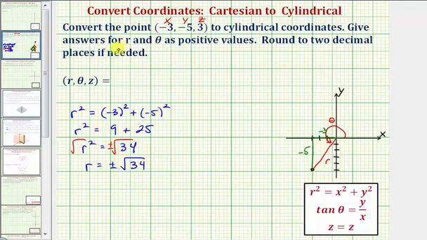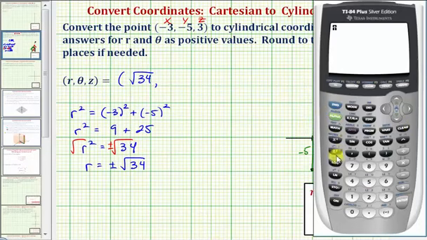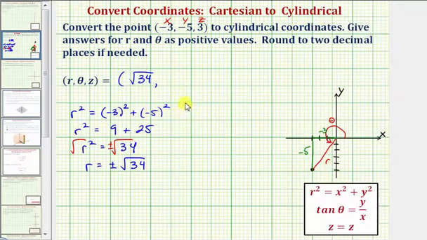But we are asked to use a positive value for r, so let's go ahead and use the exact value of square root 34. Notice how we do have the option here of rounding to 2 decimal places. So if we wanted to, we could express r as approximately 5.83.